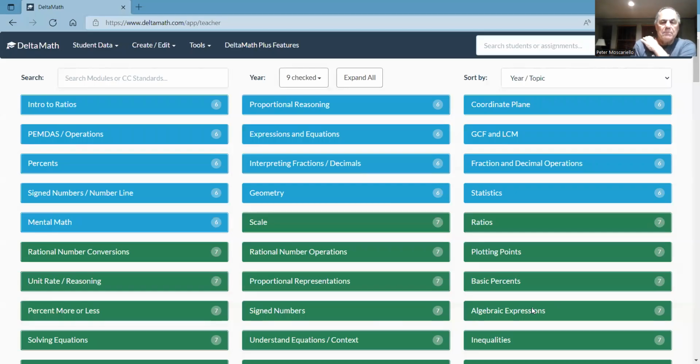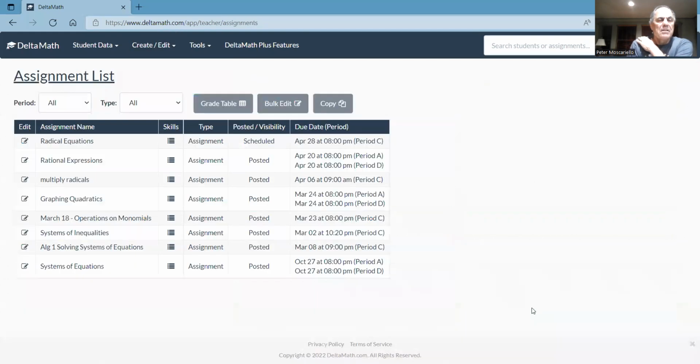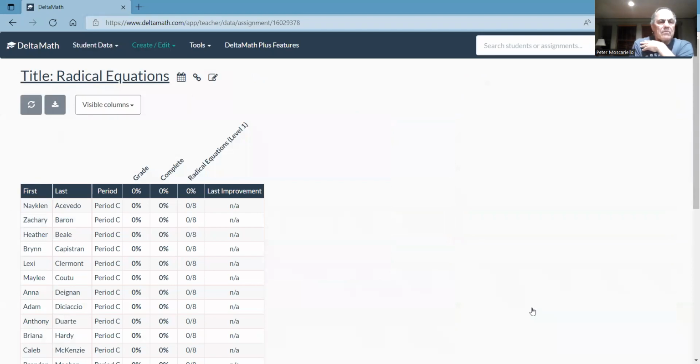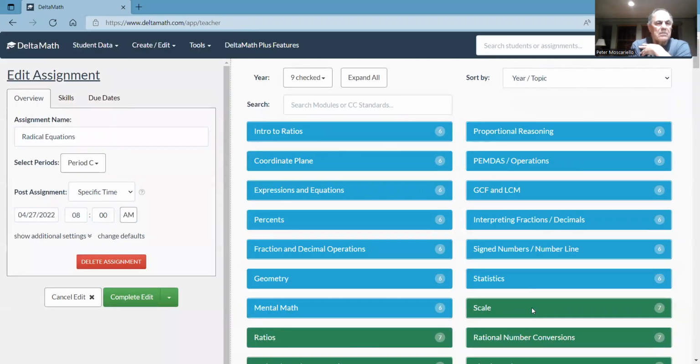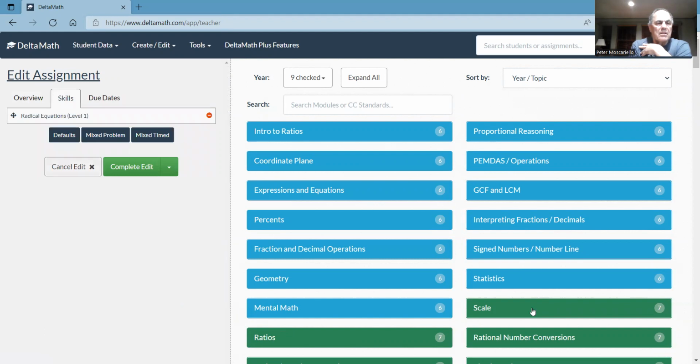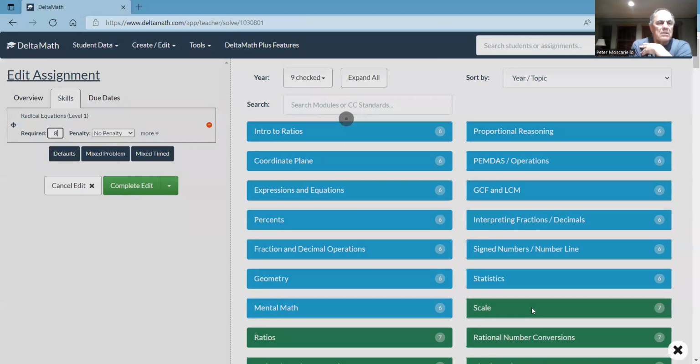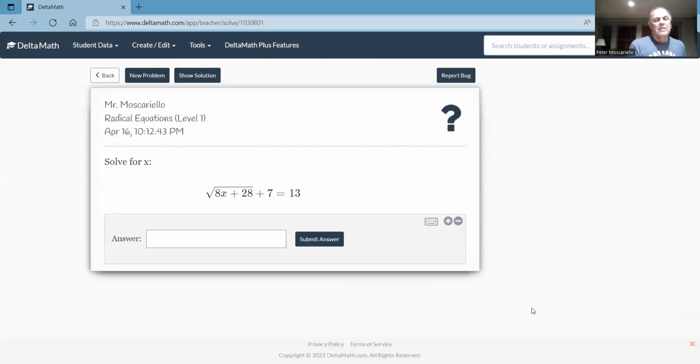Remember, my Delta Math page looks different than yours, but I can still go to the assignment. And the one you're looking for is radical equations. So can I look at that? Nope. I want to get some of the skills up here. What am I doing? There we go. Okay, so there's a typical problem. Hey, it looks just like what you just did, doesn't it? It looks exactly like what you just did.